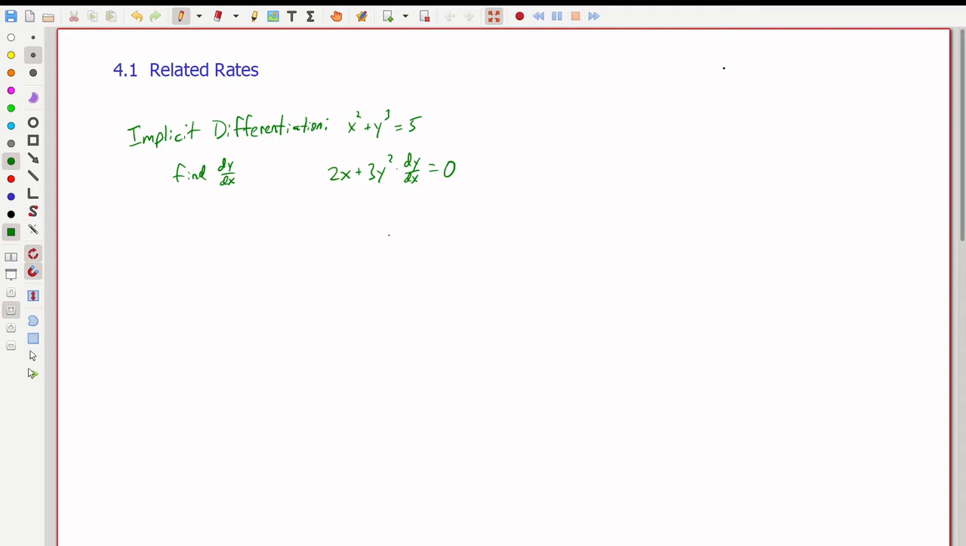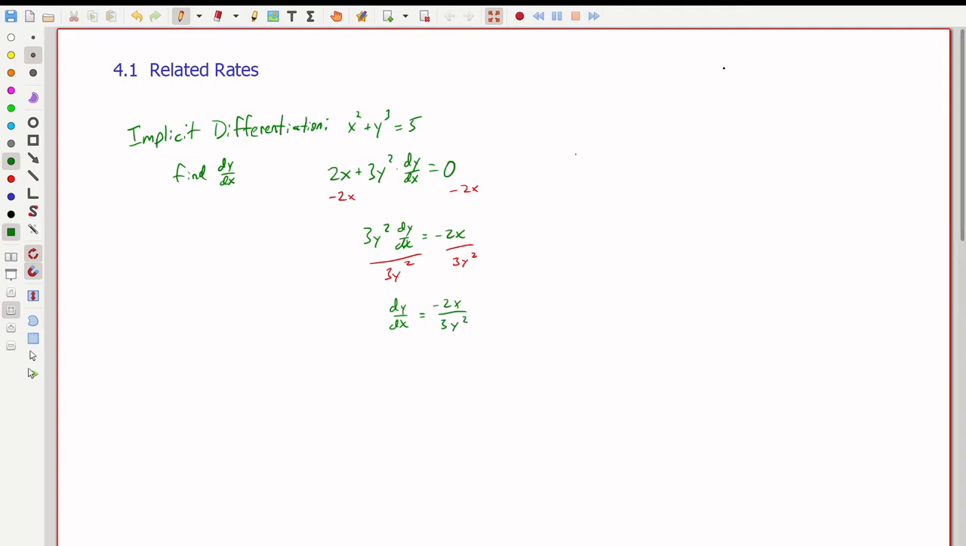Okay. So then I can solve for dy/dx algebraically, right? So we just subtract 2x. So 3y squared dy/dx equals negative 2x. And then I can go ahead and divide both sides by 3y squared. And we get that dy over dx is negative 2x over 3y squared.